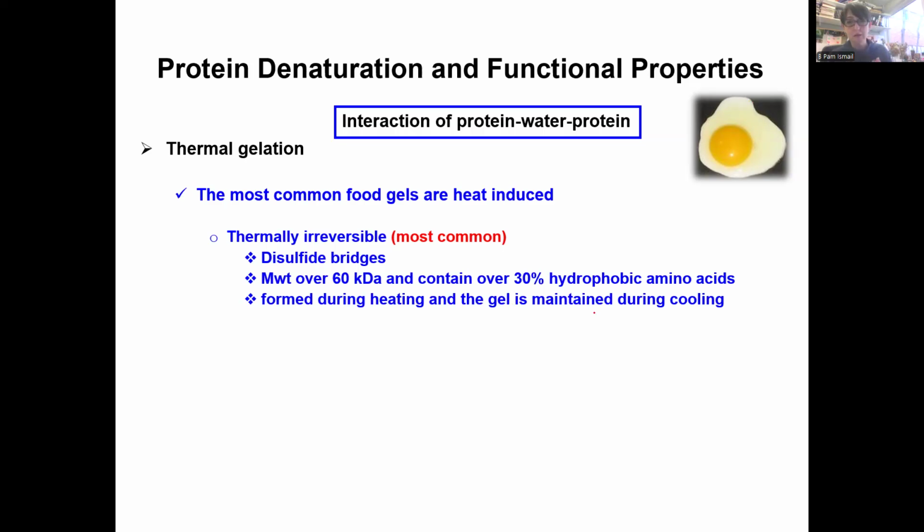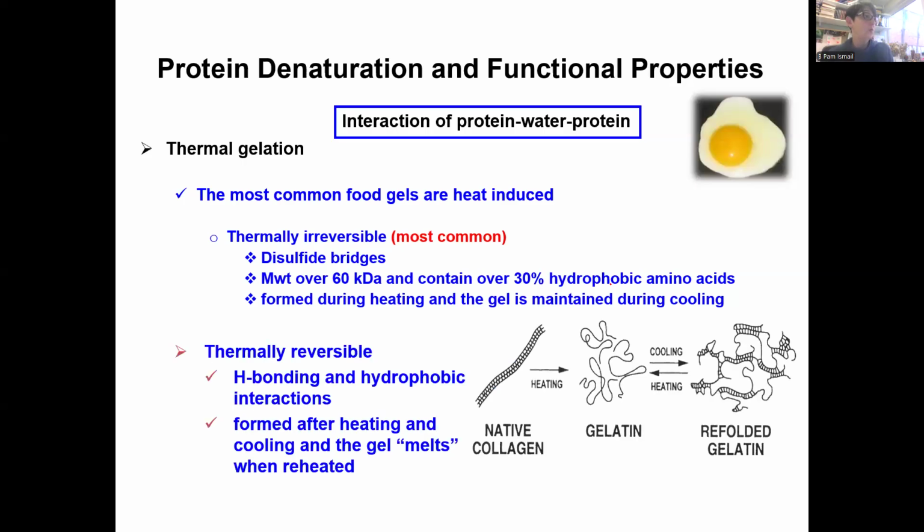So it's thermally irreversible because once the protein denatures and starts forming interactions, some interactions will be really, really strong, like strong hydrophobic interaction or disulfide linkages. So this happens when the protein is large in molecular weight and has a lot of hydrophobicity. So, for example, over 30% of your amino acids are hydrophobic, and you have a high degree of sulfide groups, like in egg proteins, then you're forming a gel that is irreversible.